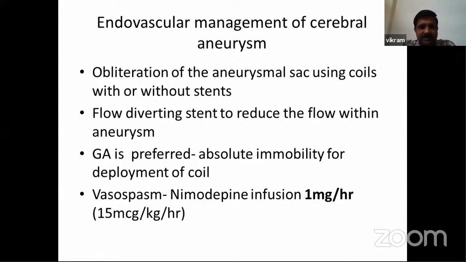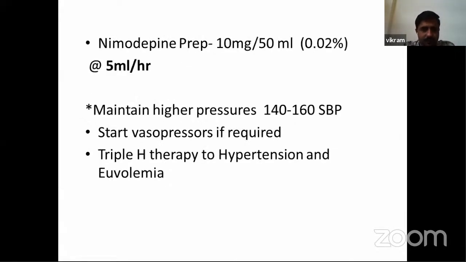Patients sometimes can develop vasospasm during the procedures, and we might have to start these patients on nimodipine infusion at a dose of 1 milligram per hour. The preparation is available as 0.02%, that is 10 milligram in 50 ml. You can load it without dilution in a 50 ml syringe and run it at 5 ml per hour.